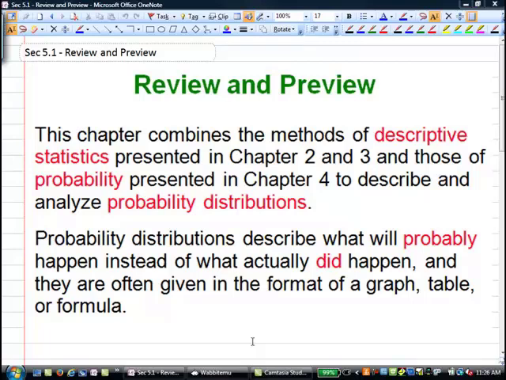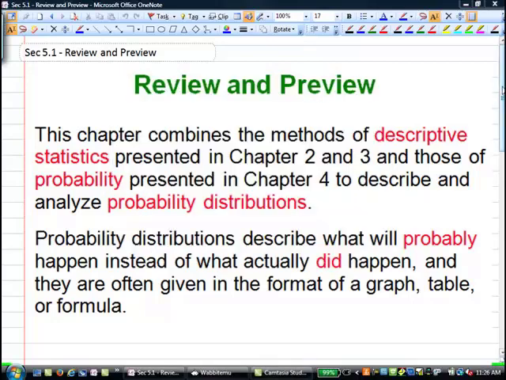Looking at the review, this chapter combines the methods of descriptive statistics that we learned in chapters 2 and 3 and those of the probability that we picked up in chapter 4 to describe and analyze probability distributions. That's what chapter 5 is about, the variety of probability distributions. Probability distributions describe what will probably happen instead of what did happen. And we determine what probably happens based on what did happen.